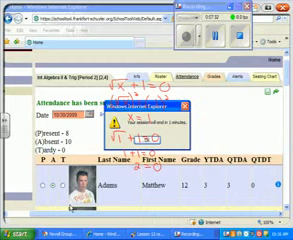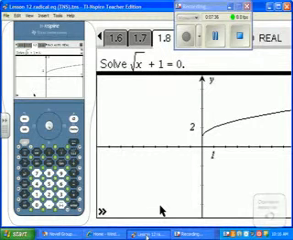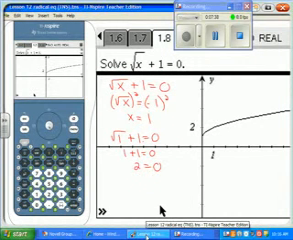Oops. Oh, now it's going to go all away. Oh, come on. Oh, look, there it is.